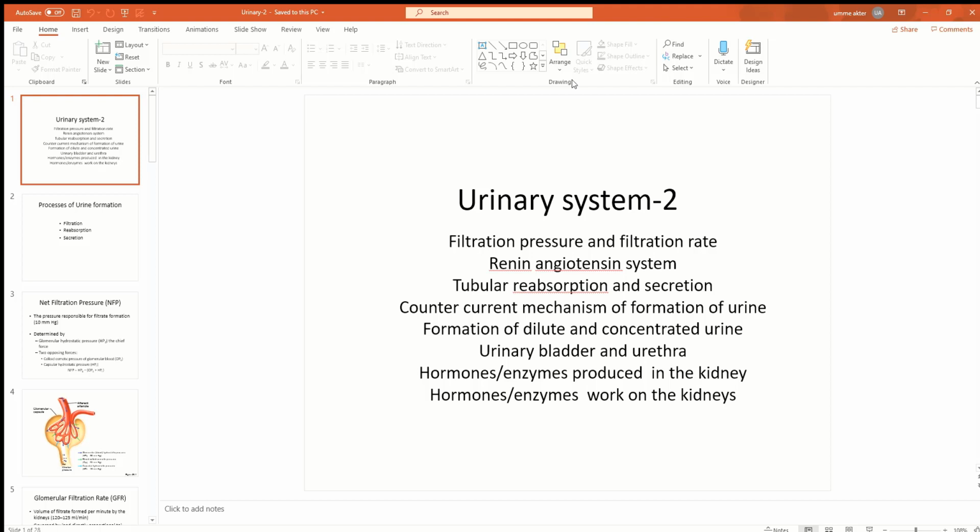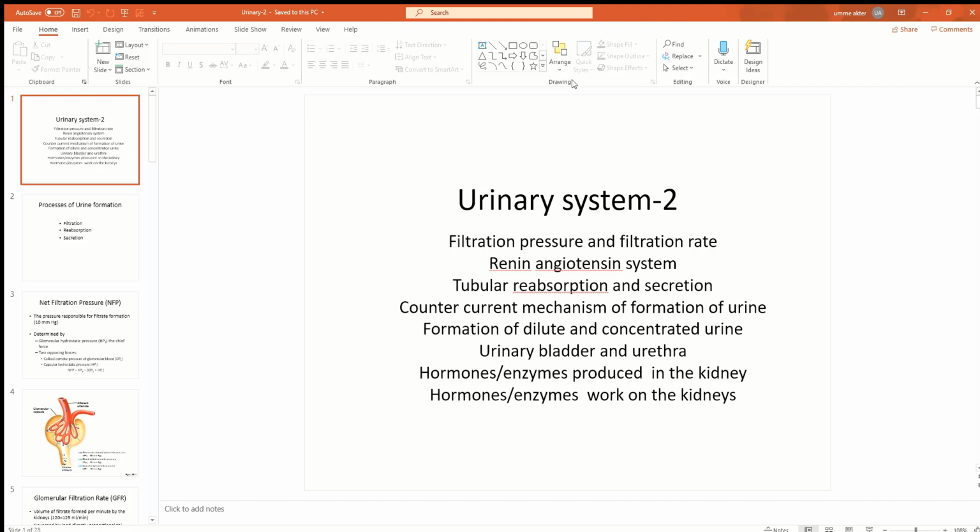Okay. Then we'll talk about the tubular reabsorption and secretion. When the fluid, after filtration, passes through different parts of the nephron, both reabsorption of the fluid and secretion occurs. So we'll see which chemicals are reabsorbed and which chemicals are secreted. Okay, so we'll talk about those things.